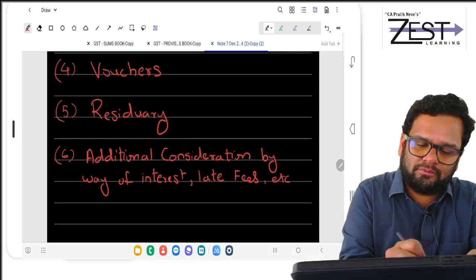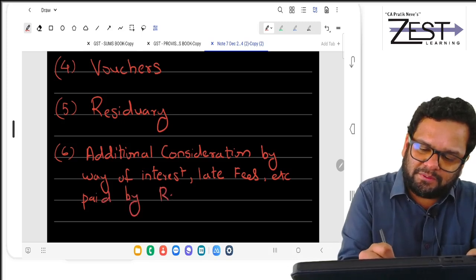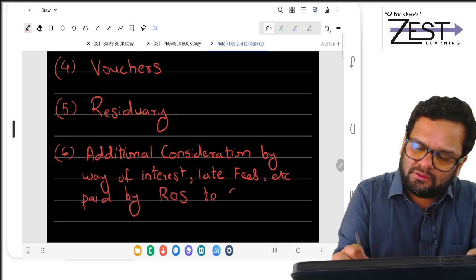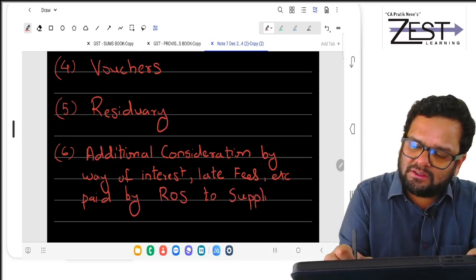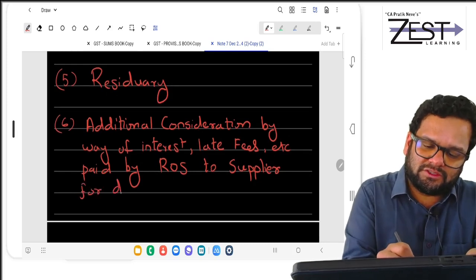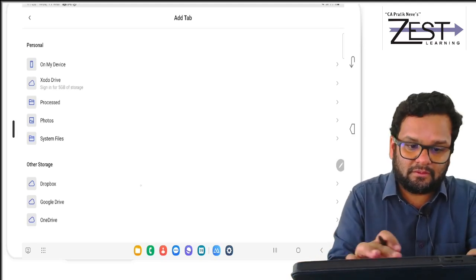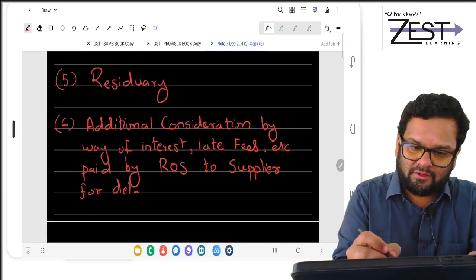Paid by whom to whom? Paid by the recipient of supply to the supplier for delay in payment. For delay in payment.